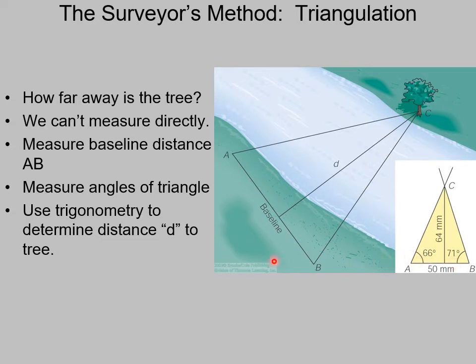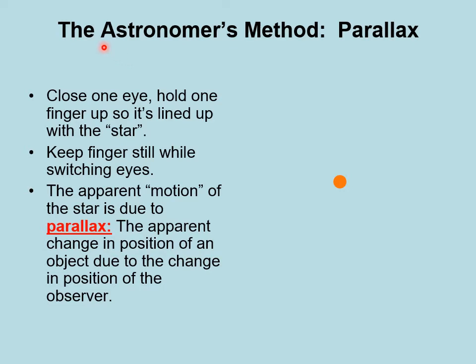So now what we can do, and we're actually not going to do the math in this class, so don't worry about it, but by doing some trigonometry using sines and cosines and so forth, it's relatively simple to figure out the height of this triangle, which tells us the distance to the tree. So triangulation basically provides an indirect way to measure the distance to something. So what does this have to do with astronomy? Well, astronomers use a similar, analogous method called parallax to find the distance to stars.